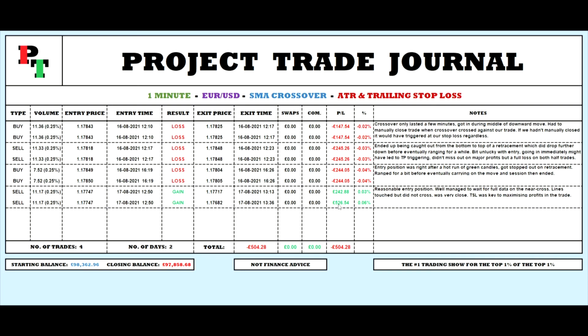So hopefully in session 3 tomorrow, we can get a couple more of those into the journal and get ourselves into green. Now that would be pretty well appreciated.